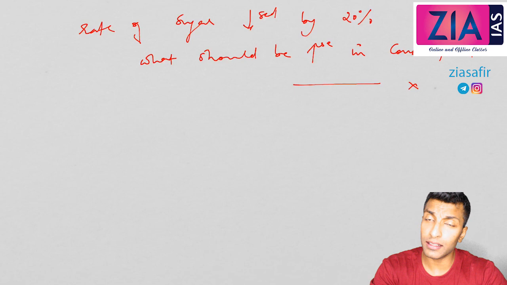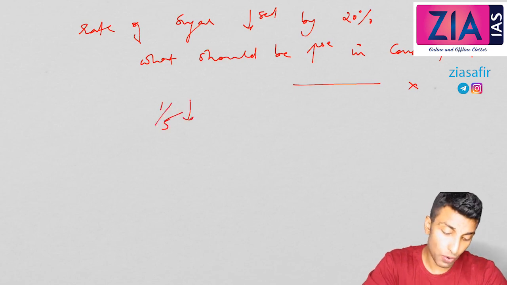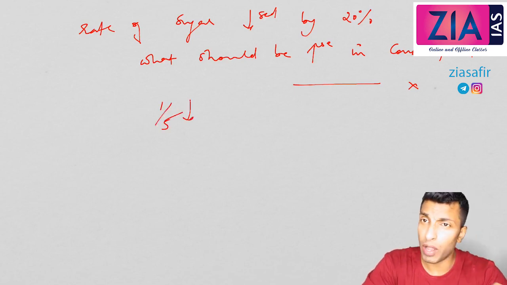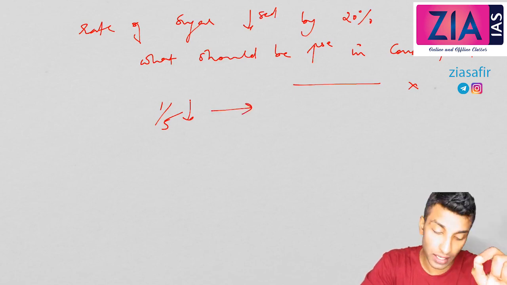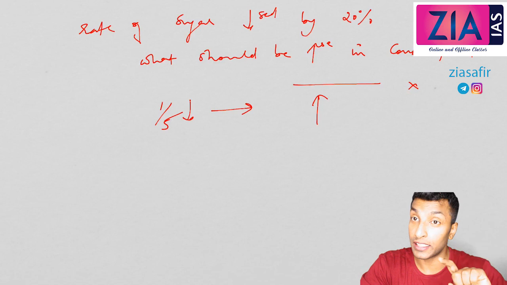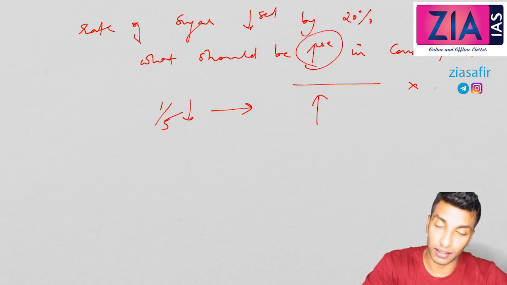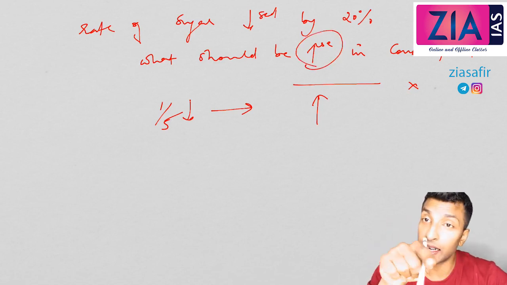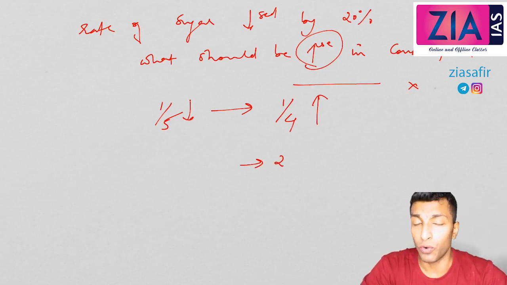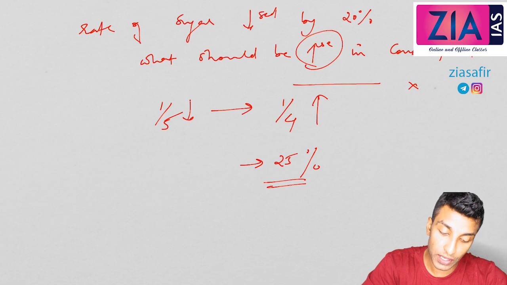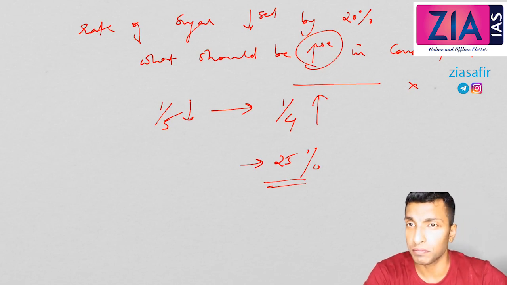So here directly you will write there is a decrease of 20%. So 1 by 5 decrease. How am I writing 1 by 5? It is 20 by 100, that is 1 by 5. So a 1 by 5 reduction is there. That reduction will lead to an increase, and that's what they're asking. Since it is a reduction, minus 1, so that is going to be a 1 by 4 increase. I got the answer. What is 1 by 4? That is 25%.